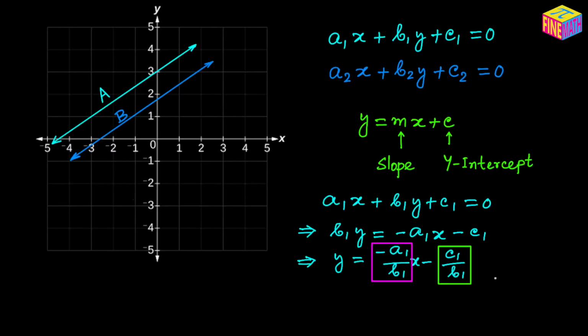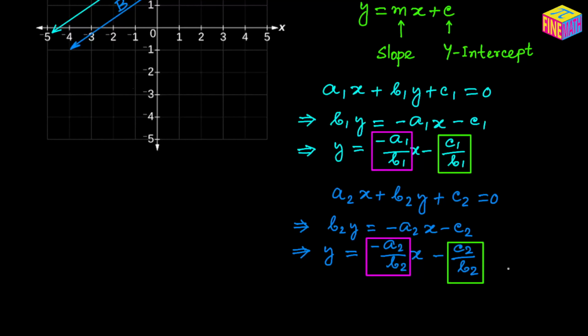Now let's convert the second equation into a similar form. For the second equation, again I have highlighted the slope and the y-intercept. The slope here is negative a sub 2 over b sub 2 and the y-intercept is negative c sub 2 over b sub 2. Now for the two straight lines to be coincident, we can clearly see that their slopes have to be equal and also their y-intercepts have to be equal.